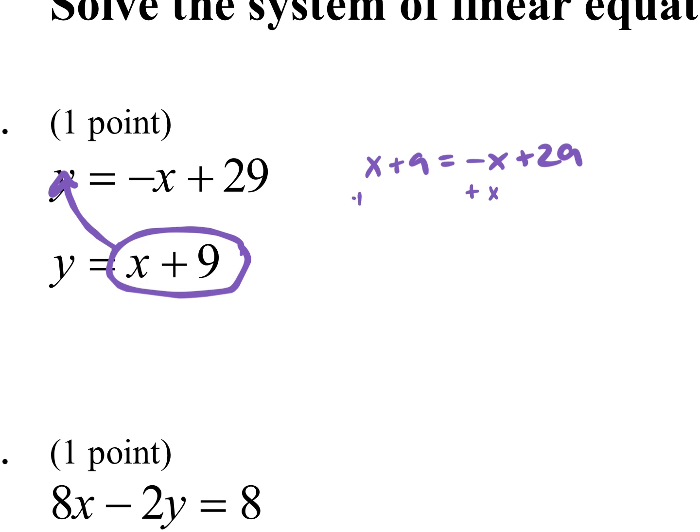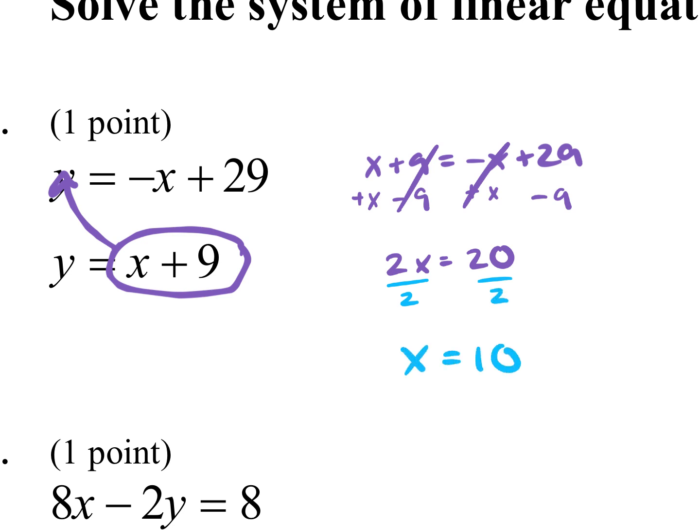Awesome. Then we want to combine our like terms to solve for x. I'm going to move all my x's to one side and move all my numbers to the other. So I have 2x is equal to 20. Perfect. And we divide by 2. Since x is being multiplied by 2, we do the opposite. So x is equal to 10.